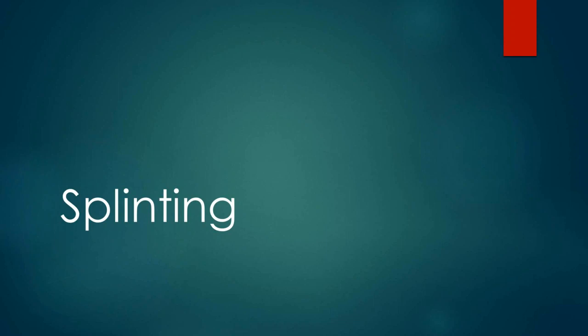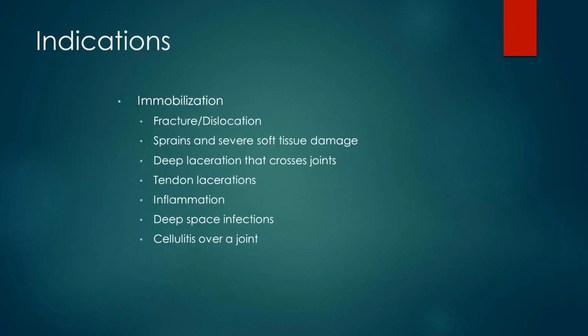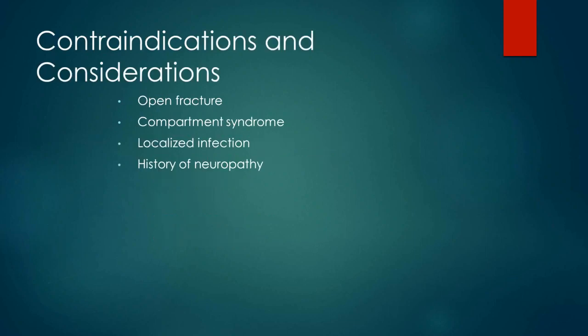Okay, now we're going to talk a little bit about some splinting techniques. These should not take too long, so we'll hopefully be able to move through this fairly quickly for you. Indications. Anytime you want to immobilize something, so whether it's a fracture or a dislocation, a sprain or severe soft tissue damage, deep laceration that crosses over a joint, anything that's a tendon laceration or a deep space infection or cellulitis over a joint, you typically want to do a non-circumferential immobilizer for stability and protection. Splinting is better than casting for acute fractures due to the allowance for swelling.